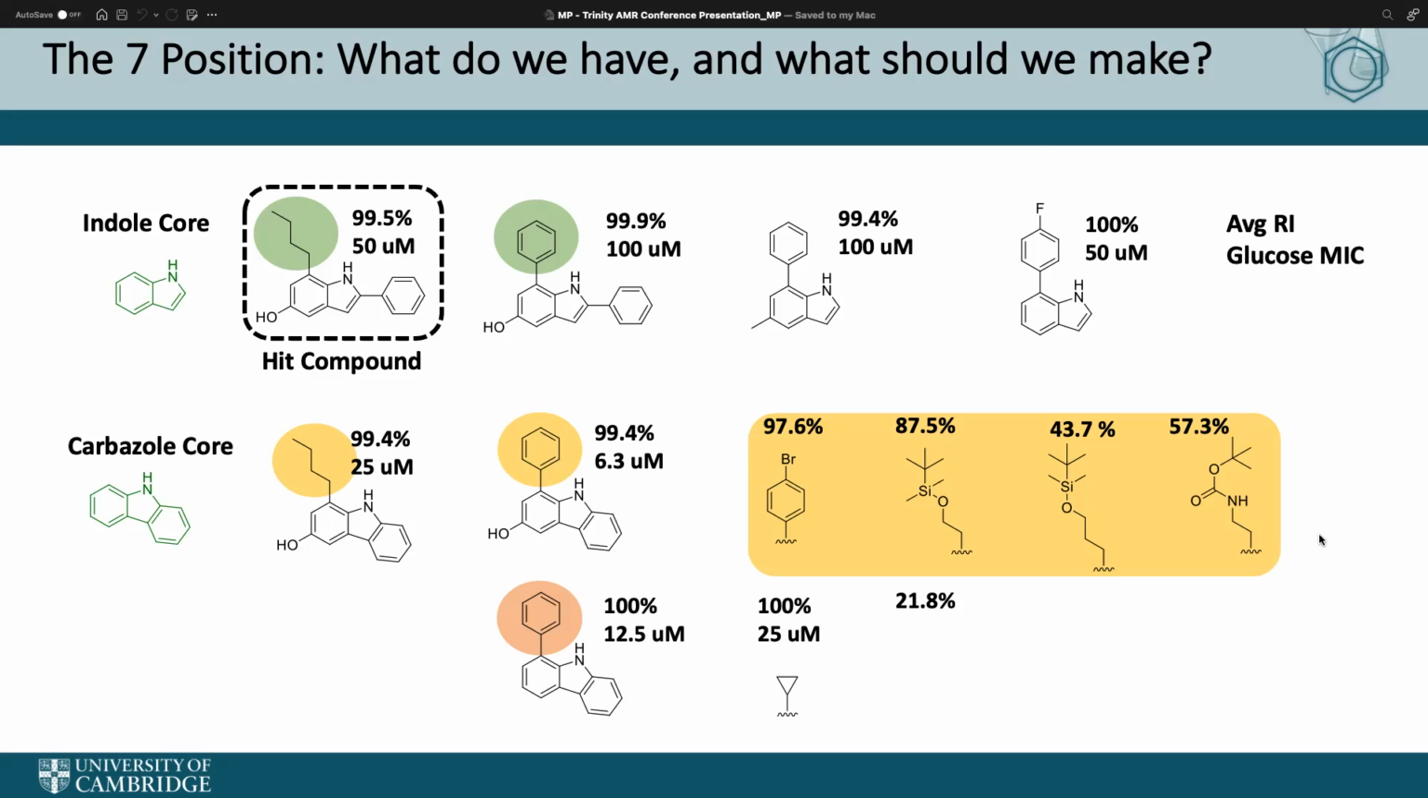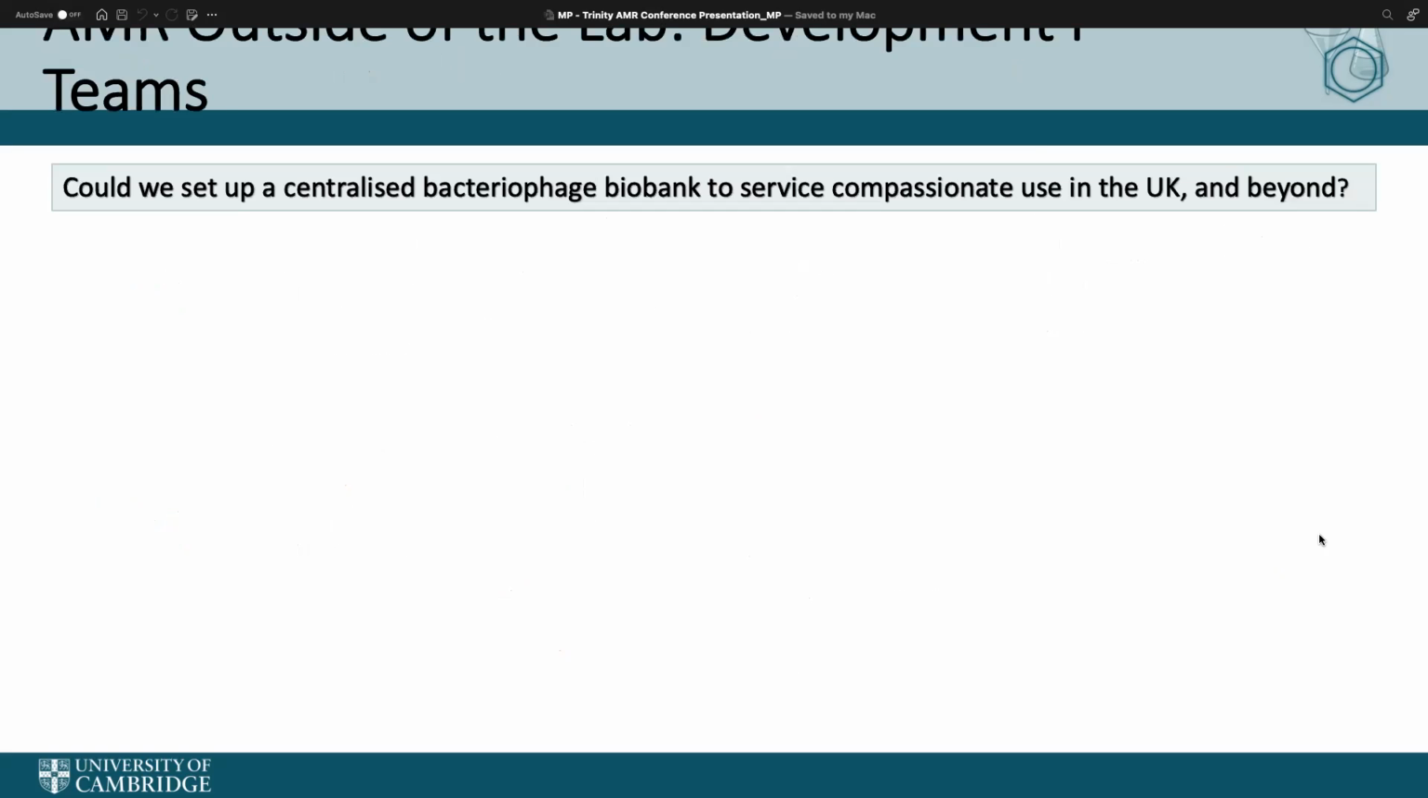So that is where I am with my actual PhD project. But I've also been trying to take advantage of some of the different opportunities available at Cambridge to look at AMR outside of the lab as well. And that brings me to a side project that I thought I'd discuss with you today too. I'm currently taking part in the Development I-Teams program, which is run at the university, and we're assessing if we could set up a centralized bacteriophage biobank to improve the access to bacteriophages for compassionate use in the UK and hopefully beyond.